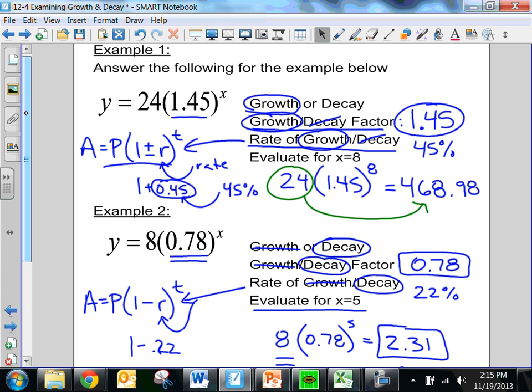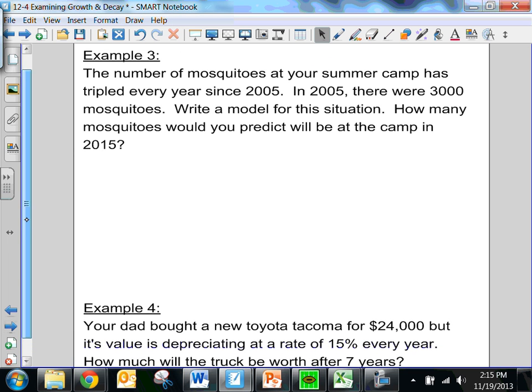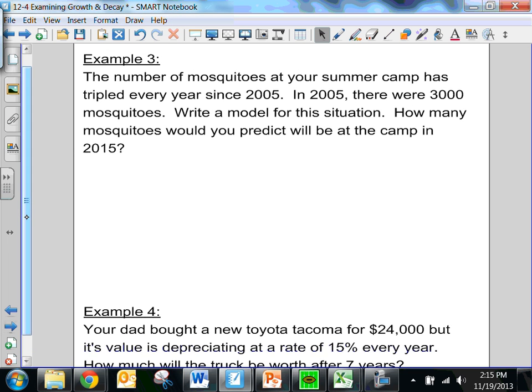Okay, and then let's do the next two examples. Example number 3 is this, and this is a little bit different. It says the number of mosquitoes at your summer camp has tripled every year since 2005. In 2005, there were 3,000 mosquitoes.